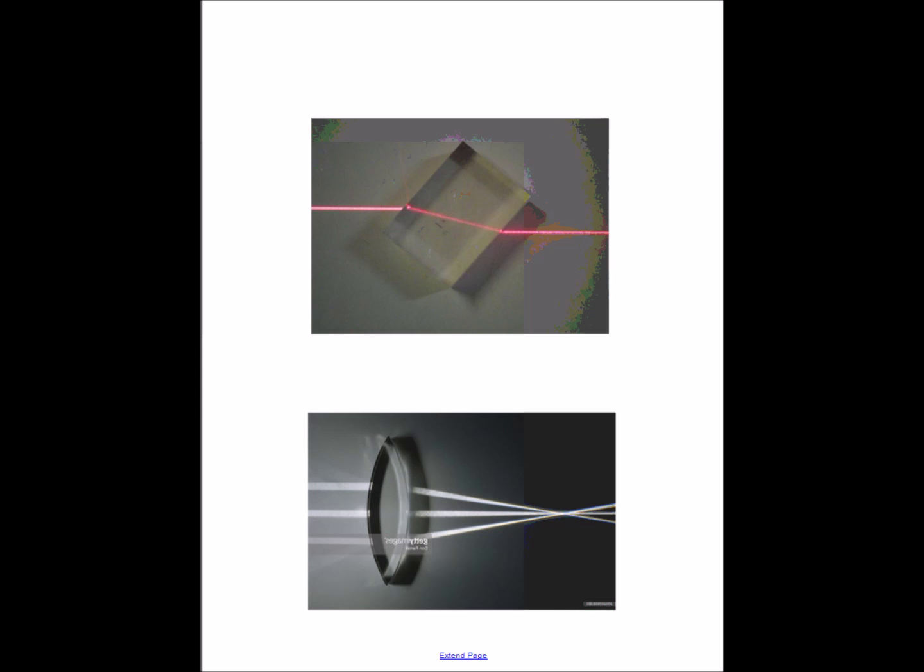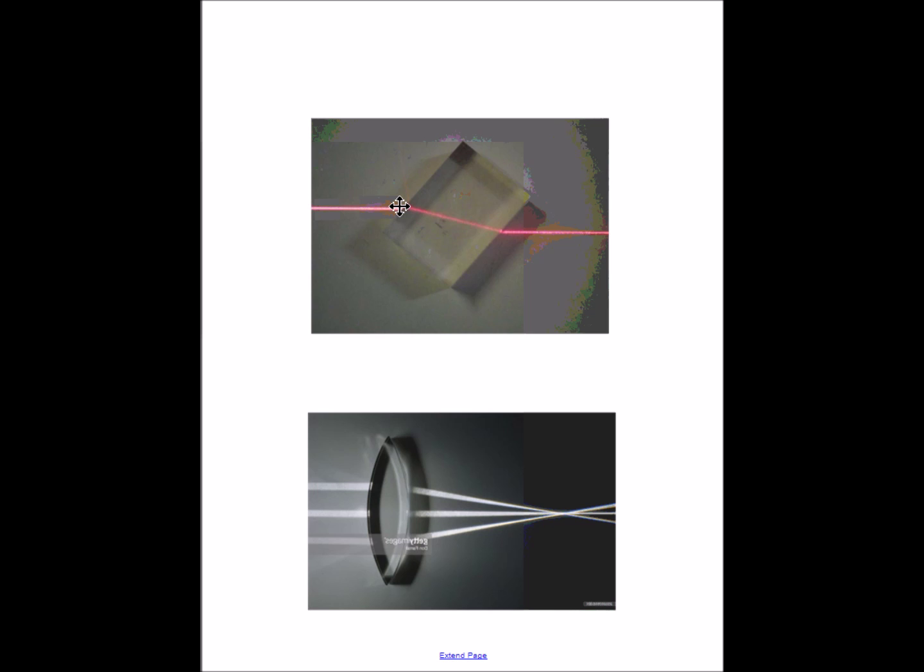Okay, so last time we learned about this cool thing called refraction, where when light goes from one medium to another, it changes speeds because of the absorption re-emission process. And we also learned that one of the cool side effects of that is that when light does refract, it'll also change direction.